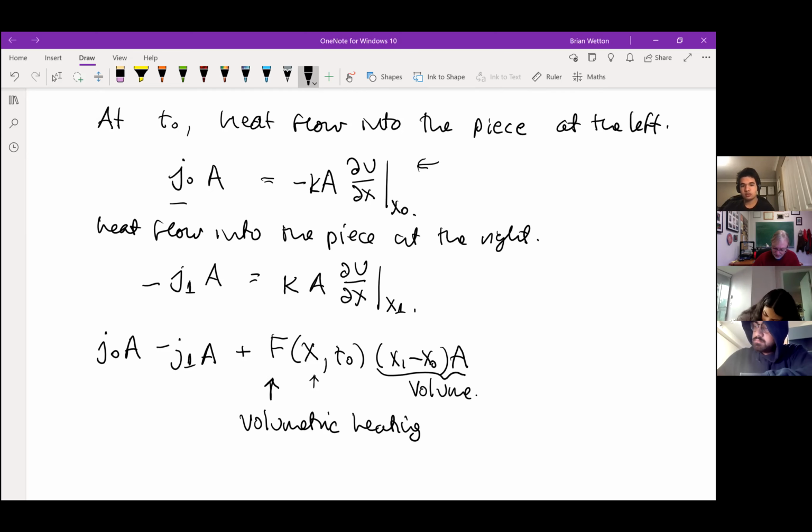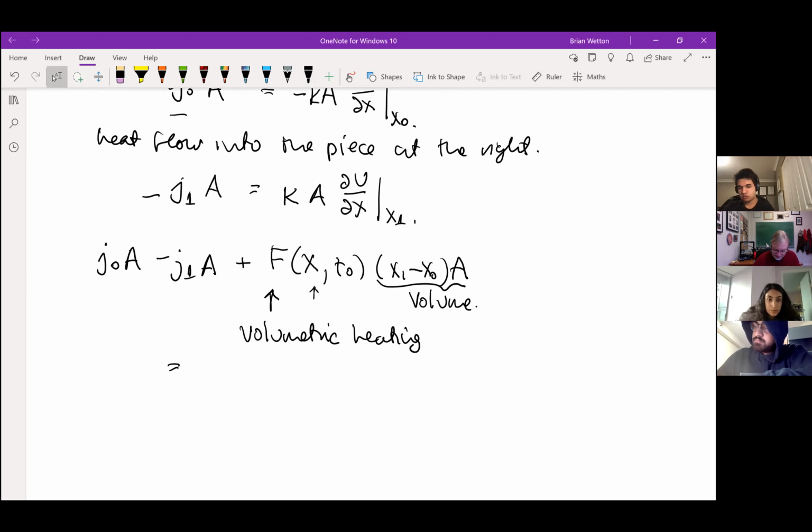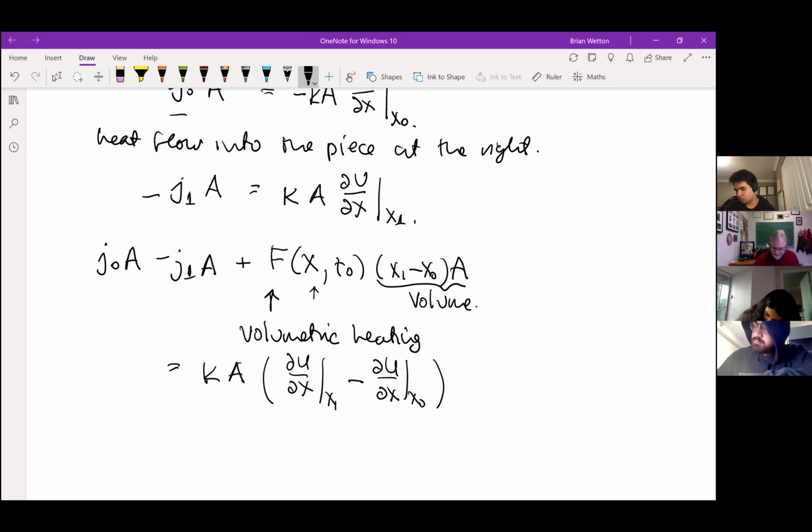Okay, so if I combine those things, I'm going to have K times A times du dx at x1 minus du dx at x0, plus x1 minus x0 times A times F.